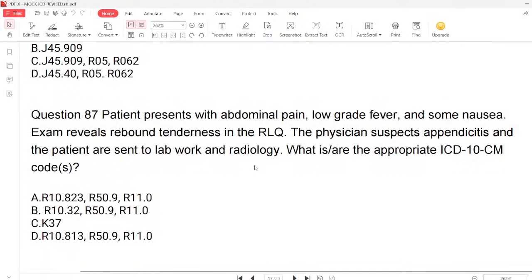87. Patient present with abdominal pain, low grade fever, and some nausea. Exam reveals rebound tenderness in the RLQ. The physician suspects appendicitis and the patient is sent to lab work and radiology. So, what are the appropriate codes?